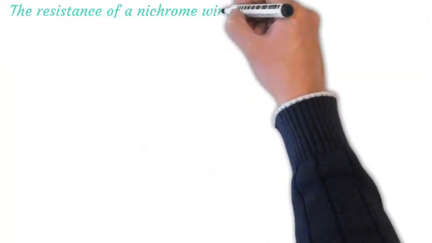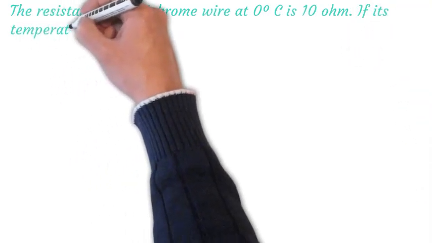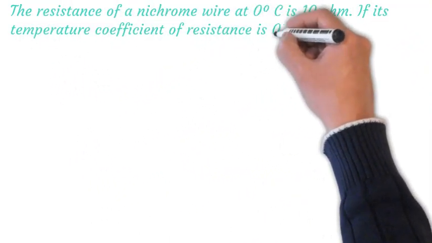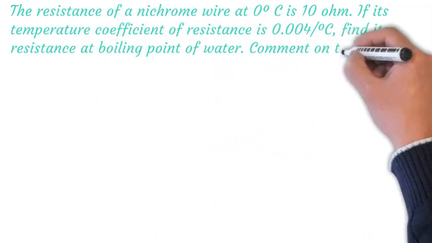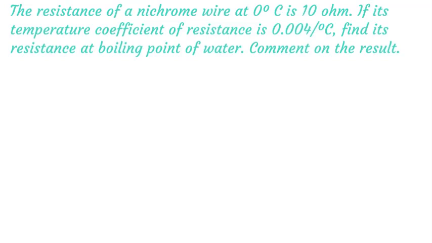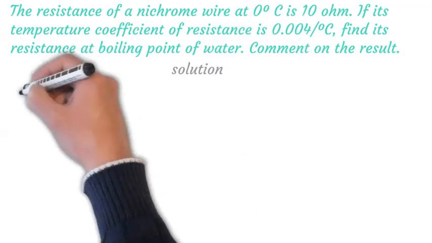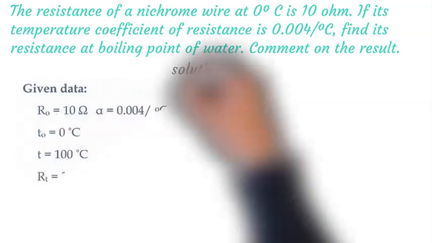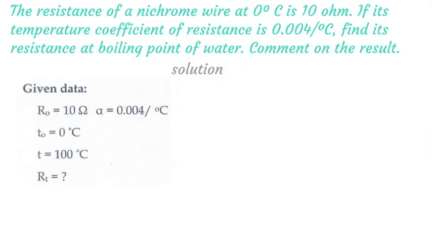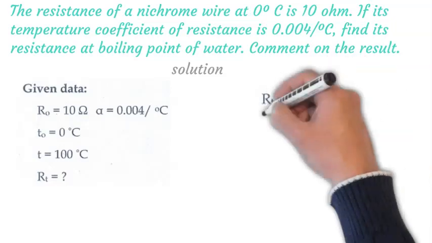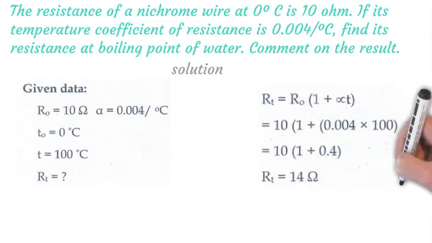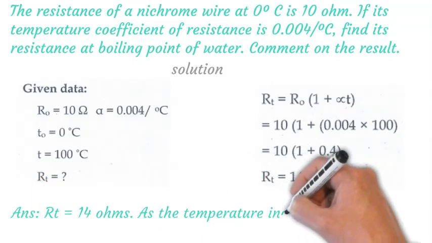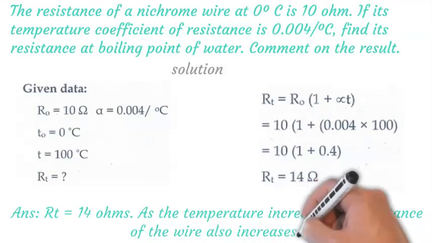The resistance of a nichrome wire at 0 degrees Celsius is 10 ohms. If its temperature coefficient of resistance is 0.004 per Celsius, find its resistance at boiling point of water. Comment on the result. As the temperature increases, the resistance of the wire also increases.